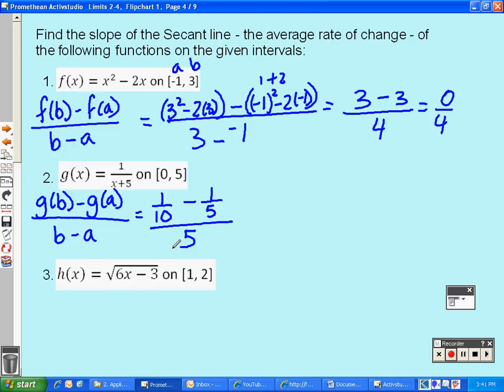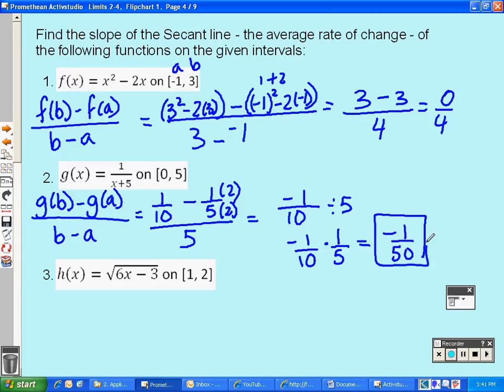1/10 minus 1/5, we need to be able to add these fractions. Common denominator is going to be 10, so I have to multiply this one by 2 over 2. This will be 1 minus 2, which will be negative 1, over 10, because they have that common denominator, divided by 5. See why we did what we did with the limits. Negative 1 over 10 times 1 over 5, because it's multiplying by the reciprocal, that's negative 1/50. So these are all the slopes of the secant lines on these intervals.